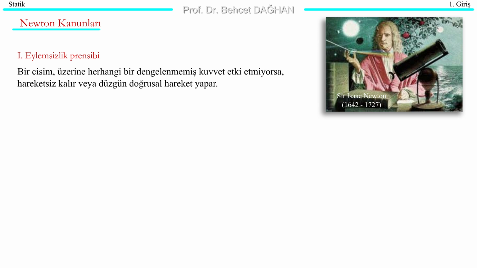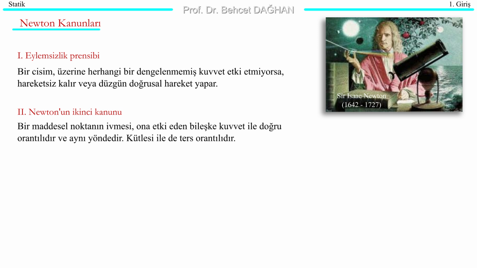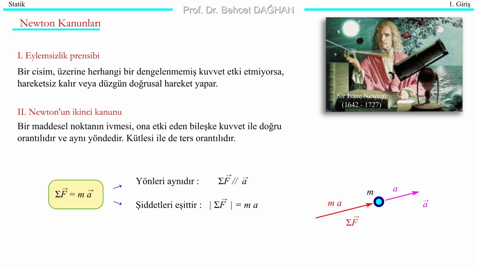Newton's second law. The acceleration of an object is directly proportional to the resultant force acting on it and is in the same direction. It is inversely proportional to its mass. We can express this relation as follows. Total force equals mass times acceleration. Total F equals ma. This is a vector equation. Therefore, the directions of the vector on the left and the vector on the right are equal to each other as well as their magnitude.